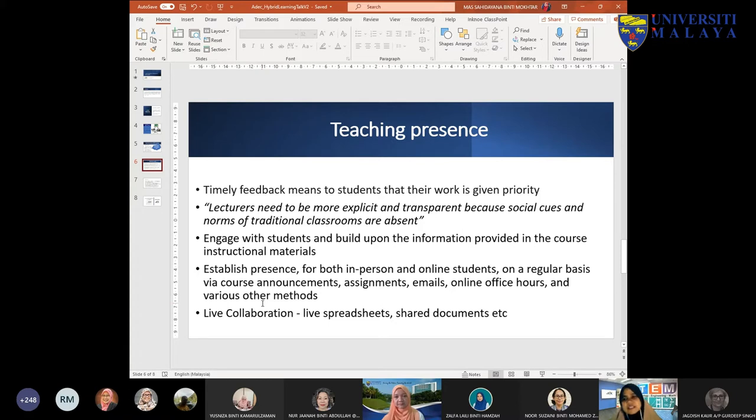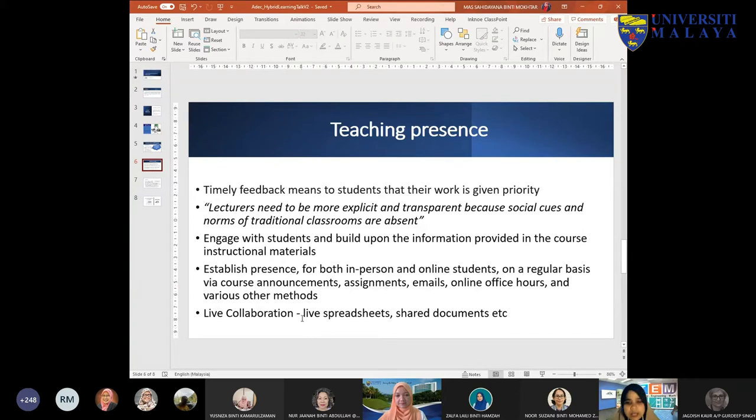The lecturers also need to be explicit and transparent, because in hybrid learning the social cues and norms of traditional classrooms are absent, as they cannot see our entire body. If they can see our entire body, it's okay, but sometimes they miss that. We also have to engage with our students to build upon the information provided in the course instructional materials.